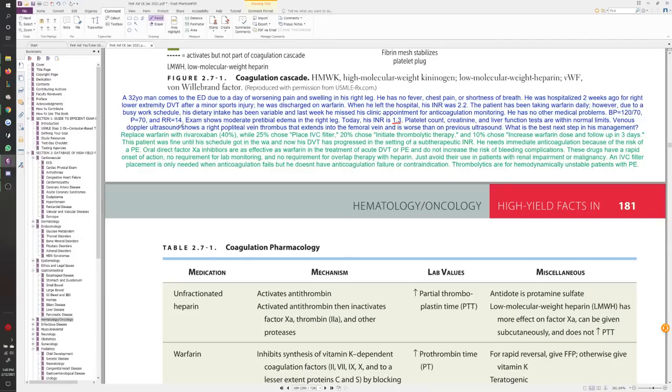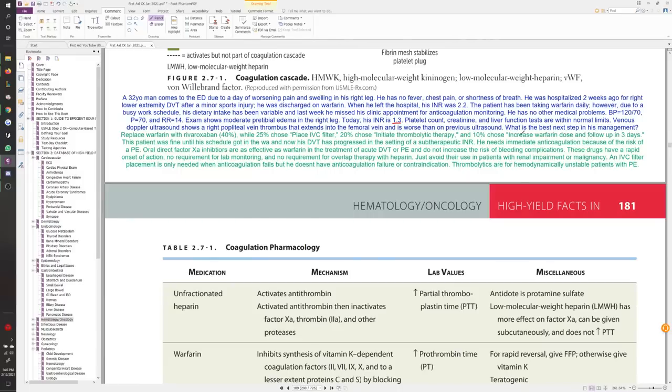Replace the warfarin with rivaroxaban. That was the correct answer choice. 40% of people picked it. But 25% of people chose the answer choice of placing an IVC filter. Another 20% of people chose initiate thrombolytic therapy, while the last 10% of people chose increase warfarin dose and follow up in 3 days.